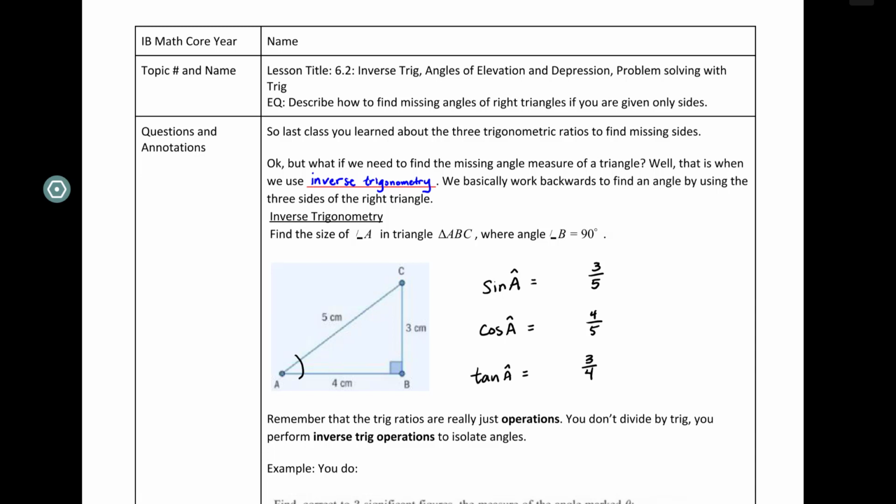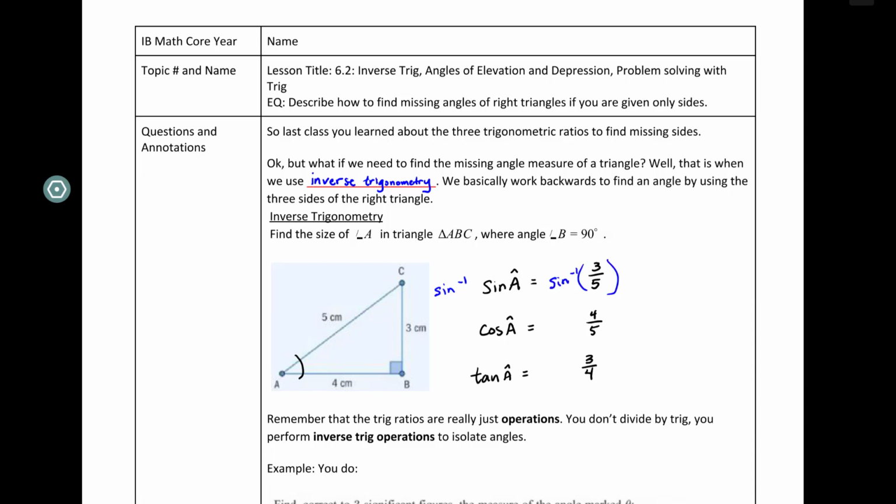You've already done this in the last class, but what a lot of students will start to say is, I need to divide both sides by sine, and that is wrong. You cannot divide by sine, because the trig ratios are actually trig operations. So how do we work backwards from operations? We perform inverse operations. The way that we write the inverse of sine is not by dividing and not by subtracting. It's sine to the -1 power. But we don't read it as sine to the -1. We say sine inverse. And whatever we do to one side, you have to also do to the other side.